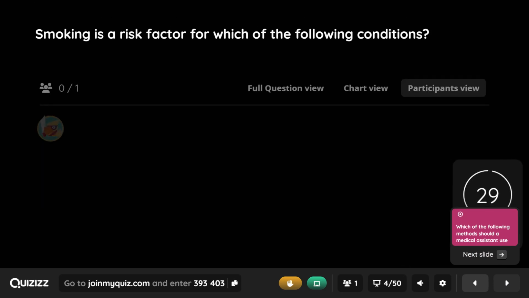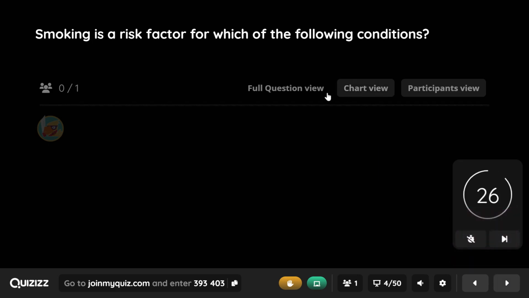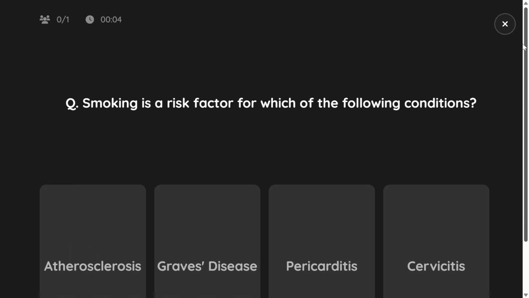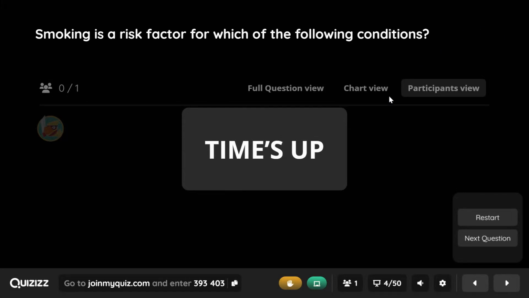All right, smoking is a risk factor for which of the following conditions? Would it be atherosclerosis, Graves' disease, pericarditis, or cervicitis? Again, smoking is a risk factor for which of the following conditions? Atherosclerosis, Graves', pericarditis, or cervicitis? Timer's almost up. 2 more seconds. This is going to be atherosclerosis.